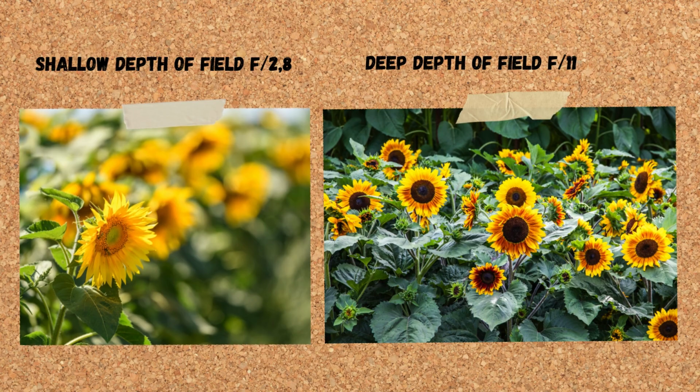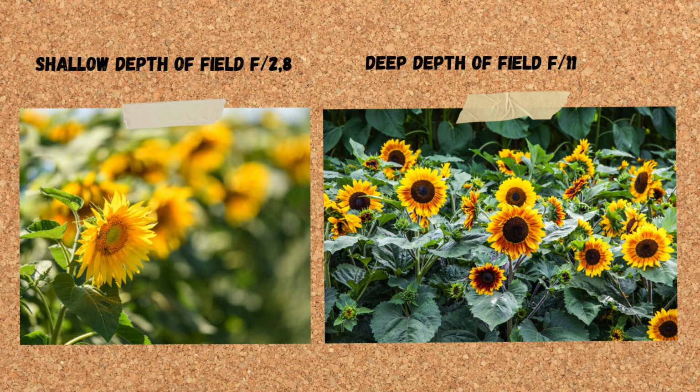Now let's talk about f-stop numbers. The f number represents the size of the aperture opening. A low f number means a large aperture that lets in more light and creates a shallow depth of field. A high f number means a small aperture that lets in less light but creates a deep depth of field. Shallow depth of field, deep depth of field. You might be wondering what that means.